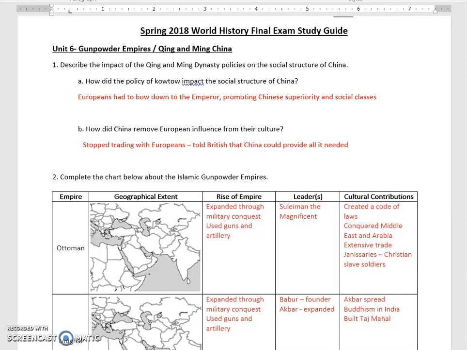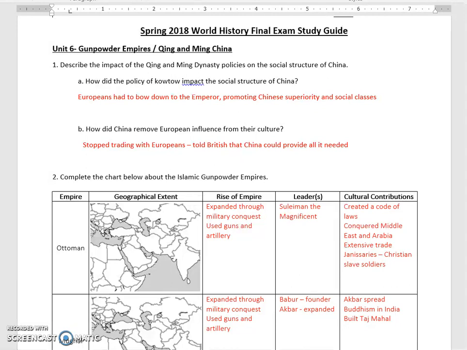So starting at the beginning, the Qing and Ming dynasties. These would be Chinese dynasties, of course, after the age of exploration. So if you remember from last semester when we were talking about Zheng He and the other explorers, Zheng He, of course, was the Chinese explorer who traveled all around the Indian Ocean to the east coast of Africa, Arabia, the Middle East area. After that time period is when we have the Qing and the Ming dynasties.